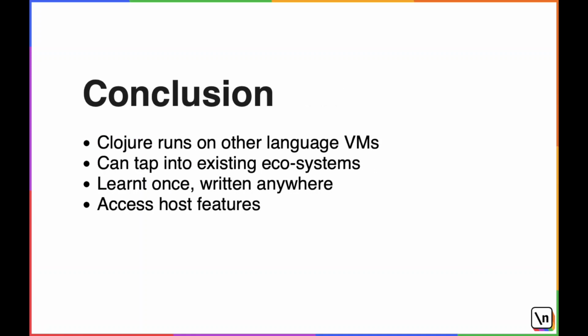In conclusion, Clojure runs on top of other language VMs. It lets you tap into existing ecosystems like NPM and Maven. You need to learn it just once and use the same API to target various runtimes, and you can transparently access most of the host features.